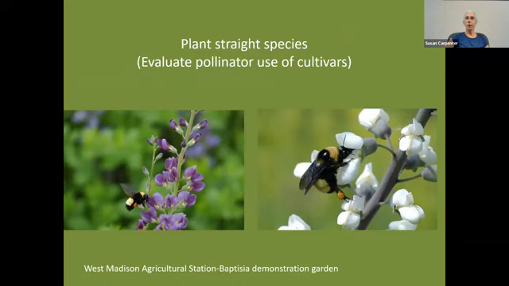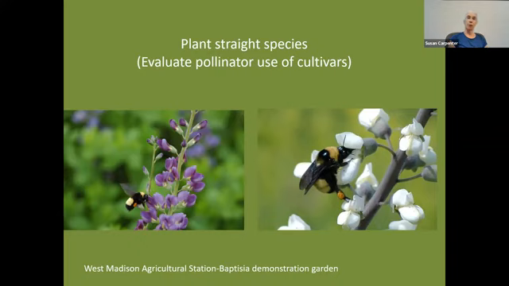I do encourage people to plant the straight species. These are the native species, but of course, some cultivars are visited by pollinators and are useful to pollinators, and some cultivars are not. So a reason I qualify that by saying evaluate the pollinator use of cultivars is just that if you have the opportunity to see cultivars blooming or observe them or try one, you can see whether insects are using it.